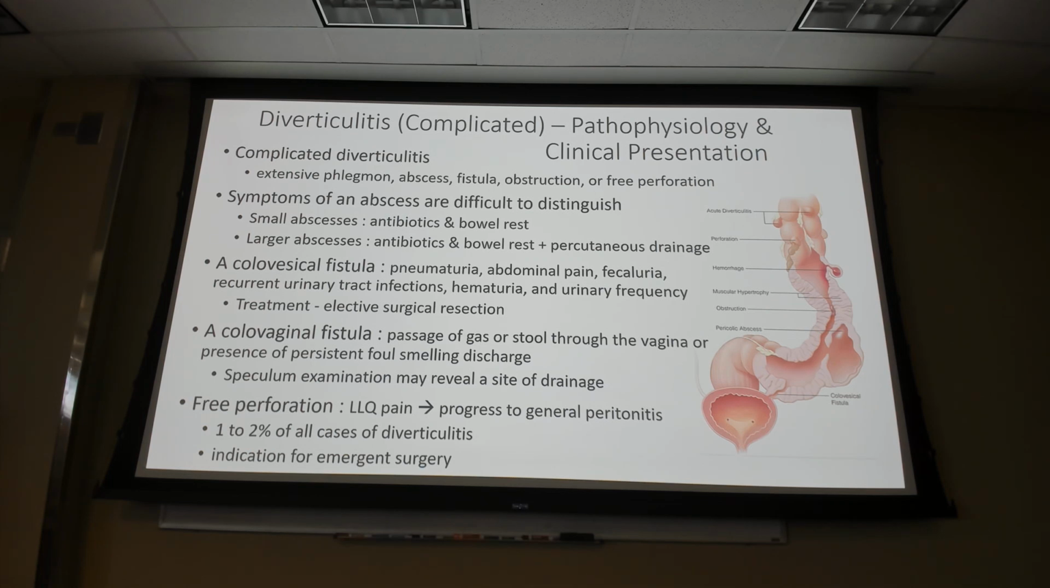And then we can get multiple types of fistulas from these. Not as common, but it can happen depending on where the location is. So if they get pneumaturia, or they have any sort of feces in their urine, these can be other signs that there might be a colovesical fistula, versus a colovaginal fistula as well, so you can get gas or stool through the vagina. They may complain of foul-smelling discharge. Typically not painful.